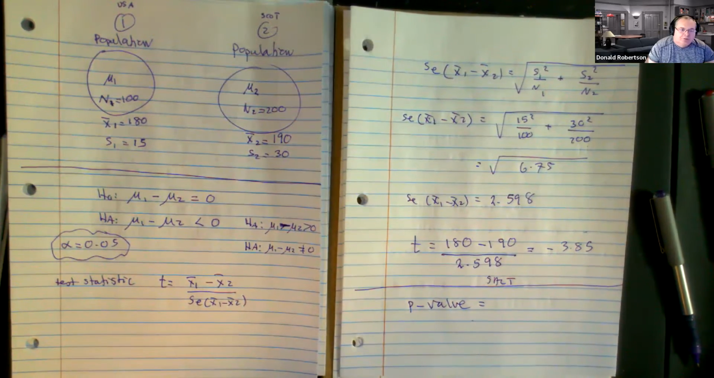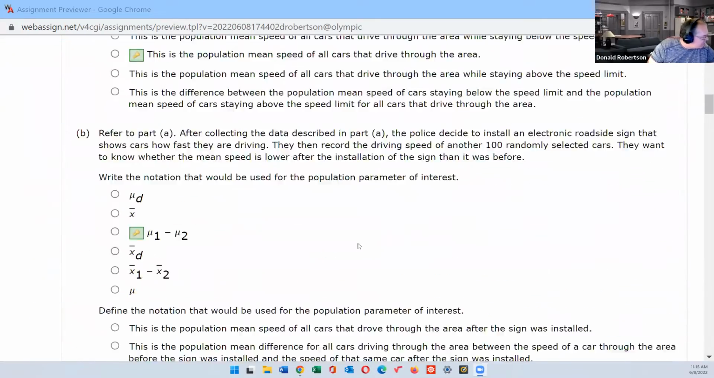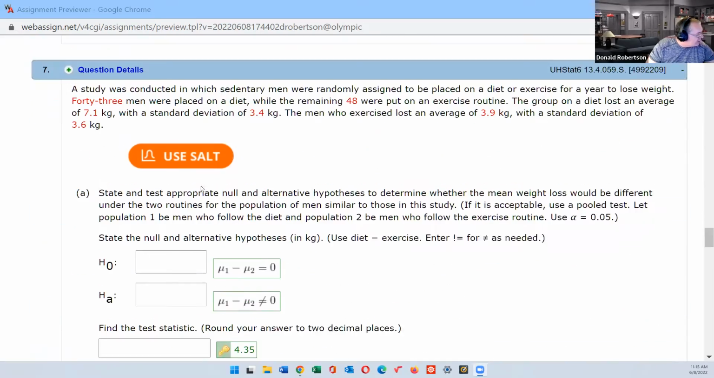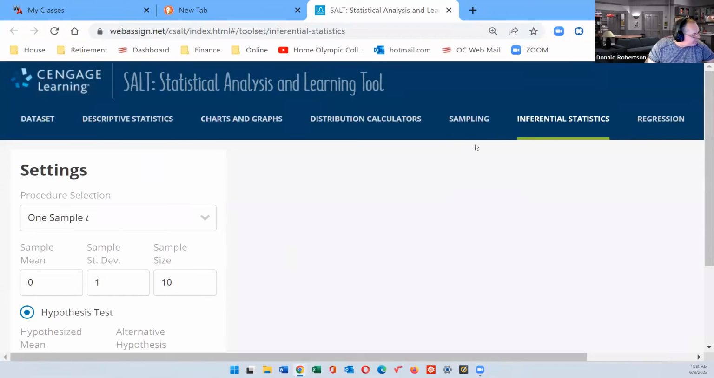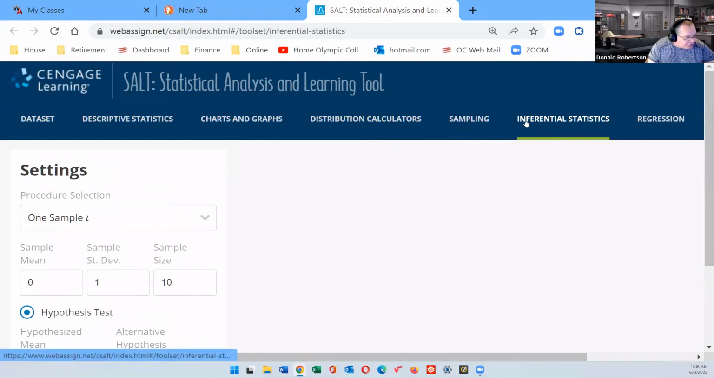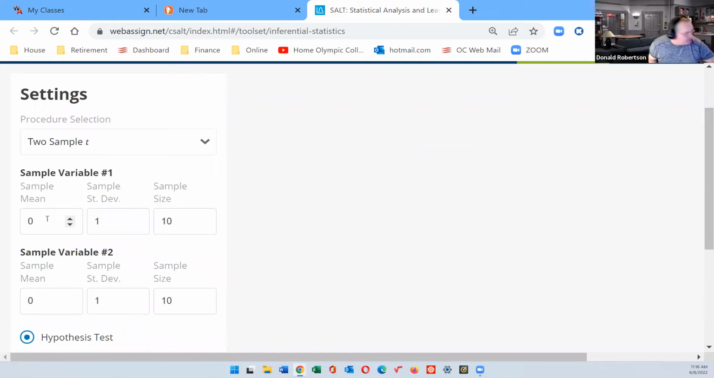So I'm going to nip over to SALT. Are you looking at chapter 13 here? Just because there isn't a SALT button on your question doesn't mean you can't use SALT. Just find a SALT button, any one will do. I'll click on that one. And now we are going to find the p-value. Make sure you're in inferential statistics. And over here, can you see 2 sample t?